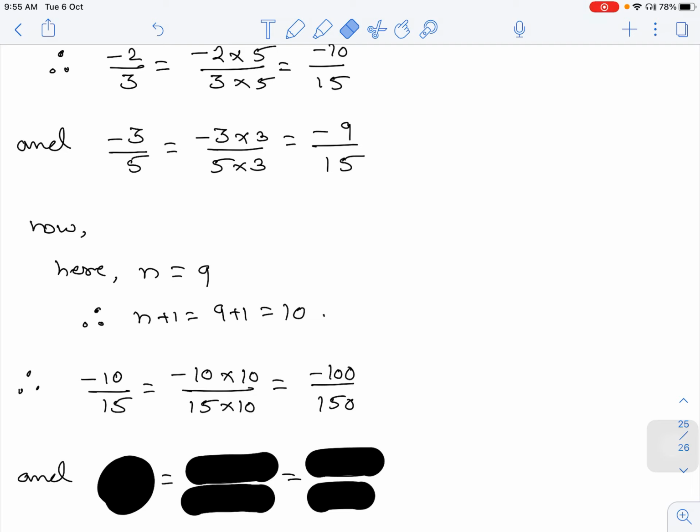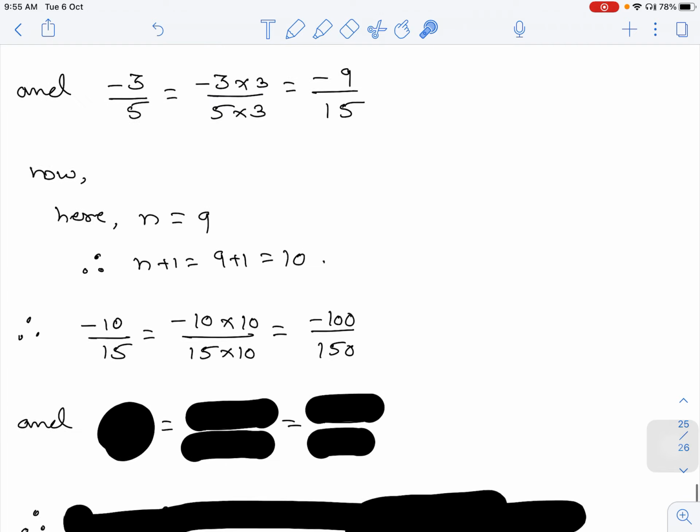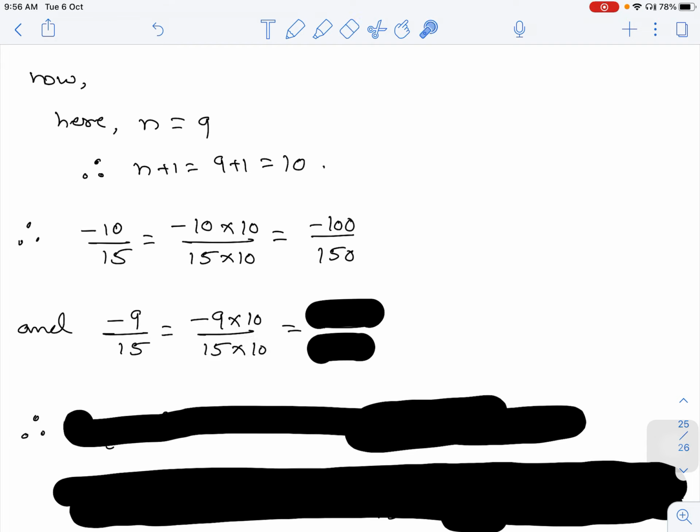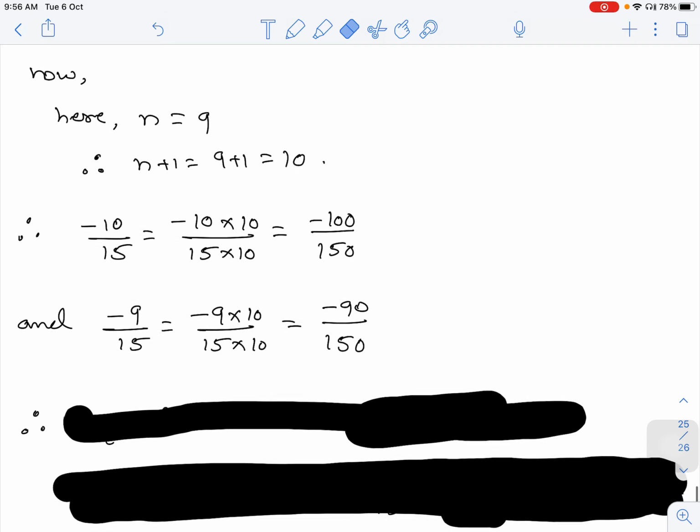So what is our first number? Minus 100 upon 150. Which is our next number? We have minus 9 upon 15. Now the numerator and denominator we will also multiply by 10. Minus 9 into 10 will become minus 90, and 15 tens are 150.